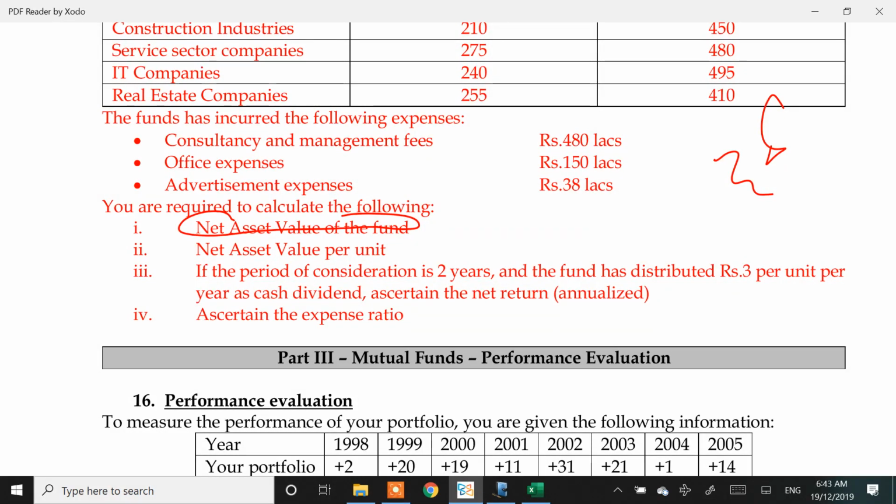SEBI has put a lot of restriction on the maximum allowable expense ratio. So there is a limit on the expense ratio. It's not that a mutual fund can keep incurring a lot of expenses. There are certain limits on the expense ratio, and it also depends on how much investments they are making. So it is basically called as percentage of AUM. AUM is assets under management. Assets under management is nothing but how much net worth the mutual fund has.